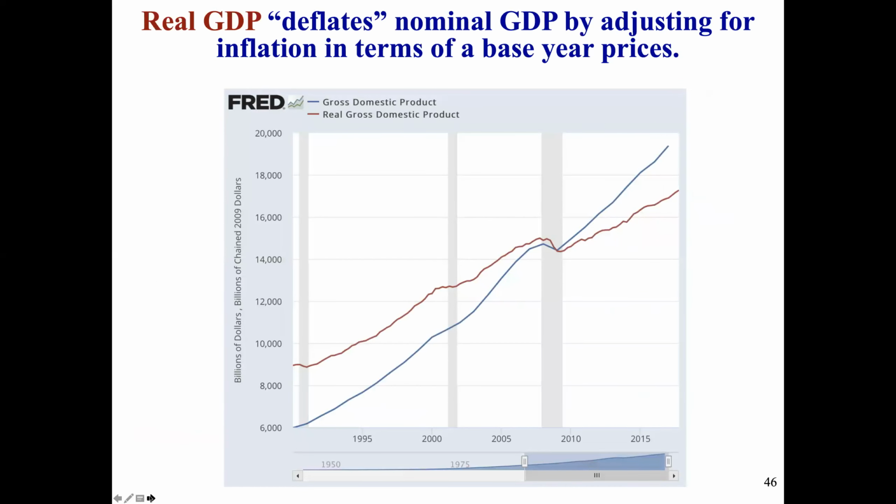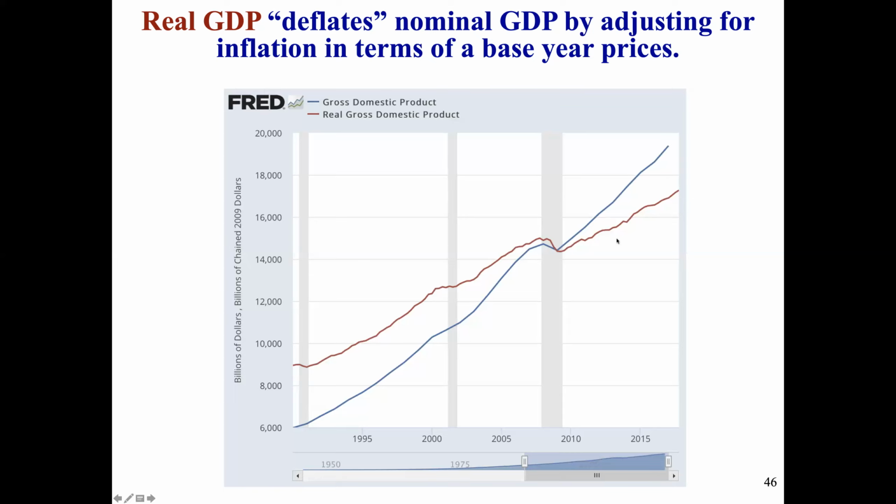And what real GDP does is it deflates nominal GDP. So this blue line here, we're looking at a timeline of the US in about the last 20 years, and we're looking at GDP. You can see that if we look at nominal GDP, it went from about $6,000 to about $19,000. So it looks like GDP tripled. But if we adjust for inflation and use base year prices, you can see that real GDP kind of flattens out, and it goes from say about 9,000 to about 17,000. So in terms of real GDP in this 20-year period, life got better, right?